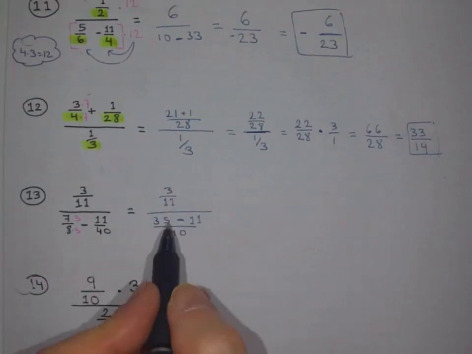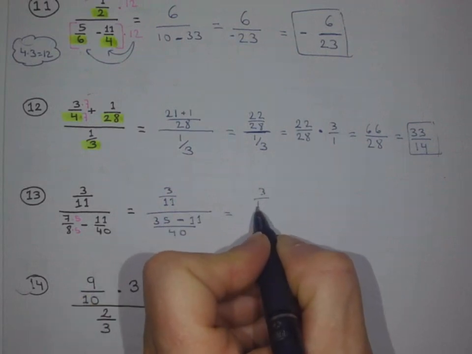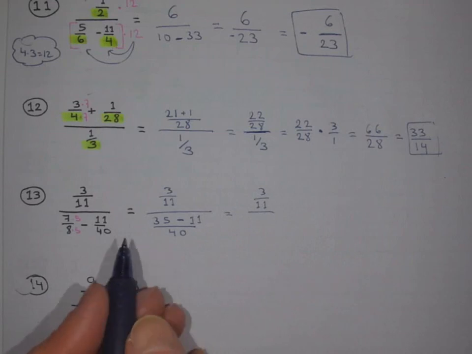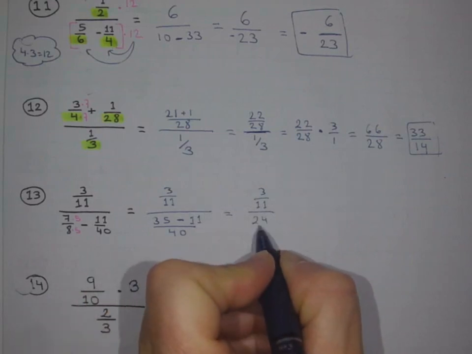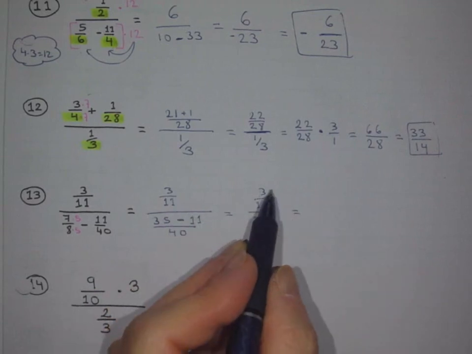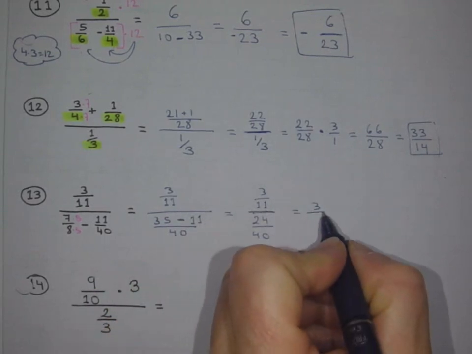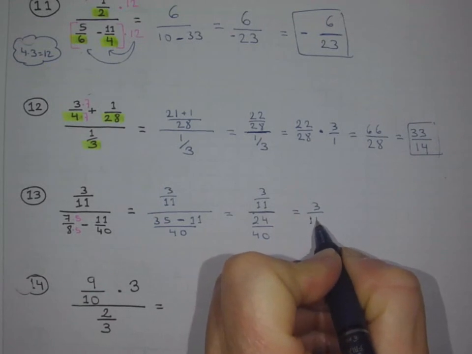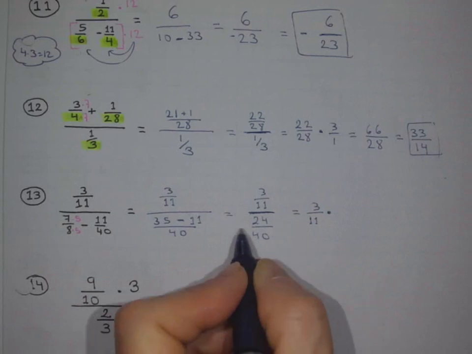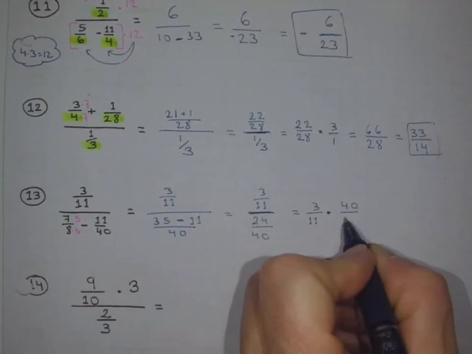Go ahead and simplify that. 35 minus 11 will be 24 over 40. I have a fraction divided by a fraction, so remember we're going to keep the numerator fraction, change that division to a multiplication, and then do the multiplicative inverse of the denominator fraction.